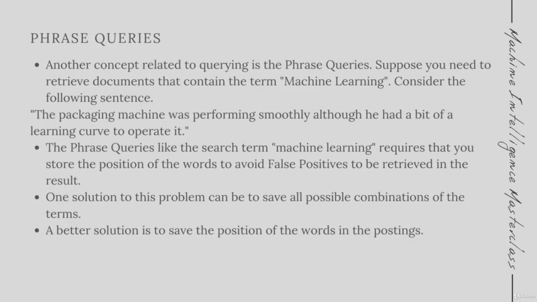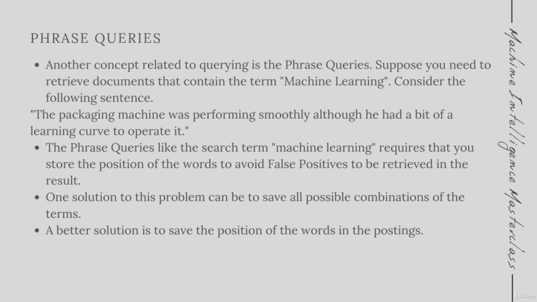Another concept related to querying is the phrase queries. Suppose you need to retrieve documents that contain the term machine learning. Consider the following sentence. The packaging machine was performing smoothly, although he had a bit of a learning curve to operate it. This sentence does not contain the term machine learning, but the document containing this sentence should not be retrieved. We need to add more information in addition to the term and the document IDs. The phrase queries, like the search term machine learning, require that you store the position of the words to avoid false positives in the result.